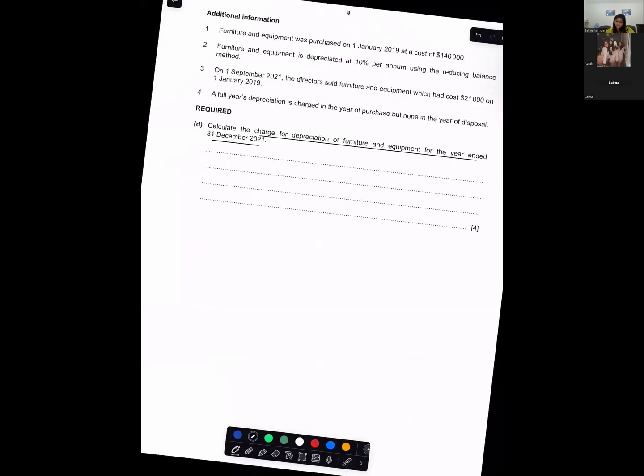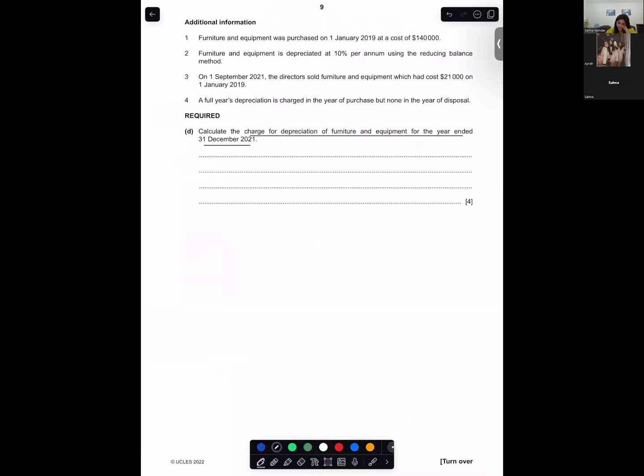Okay, so Jan to December is our year end, correct? Okay, fine. So it's 2019, 20, and 21. This is the column that we always make: costs, depreciation, net book value, correct? Okay, come on, read.